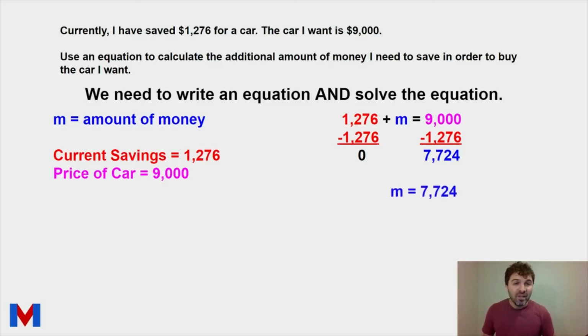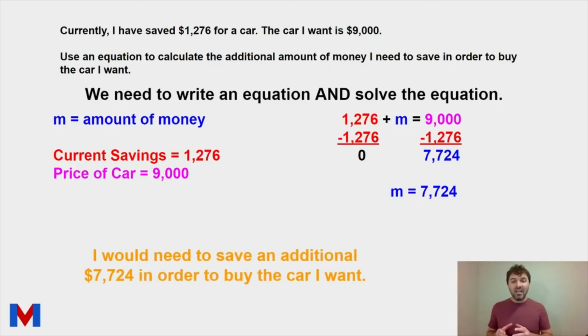So now we have M equals 7,724, and what that means is that I would need to save an additional $7,724 in order to buy the car that I want. All right, like I said, I got a ways to go, and that's okay. We'll get there, I guess.